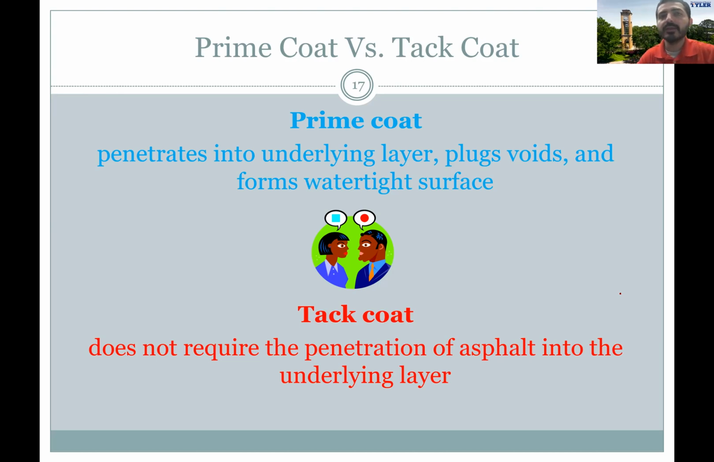The prime coat, the goal of it is it penetrates into the underlying layer, it plugs any voids in the base course, and forms a watertight surface. While for the tack coat, we don't have to have any penetration properties because it actually connects to asphalt rich sublayers anyways.